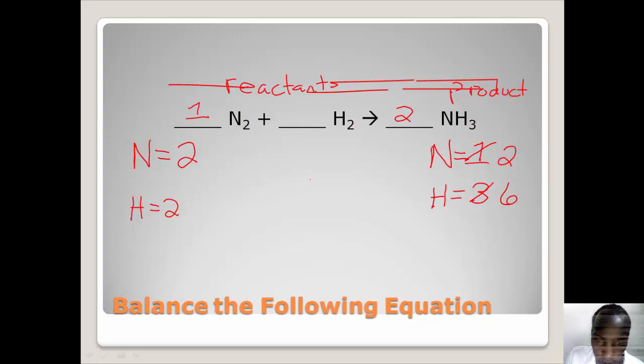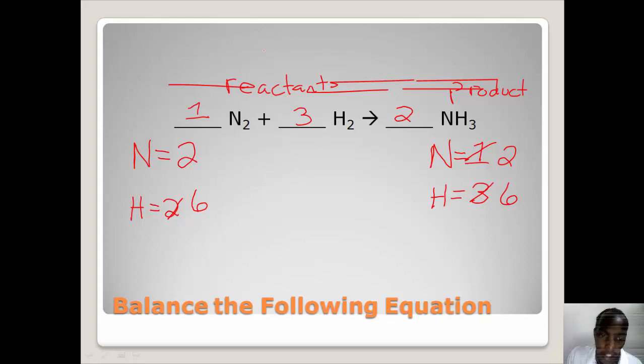Is there a common number between 2 and 6? Yes, it is 3. Alright, so now it's 6. Alright, so 1 times 2 is 2, 3 times 2 is 6, 2 times 1 is 2, 2 times 3 is 6. Alright, so remember, everything has to be equal. Doesn't matter in what form, as long as the element itself is equal.